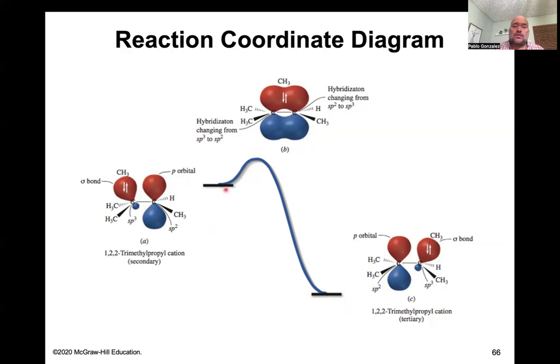So remember, you always go from a less stable carbocation to a more stable carbocation, never from a more stable carbocation to a similar one in energy. So never go from secondary to secondary or tertiary to secondary. It's always secondary to tertiary, to a more stable carbocation.